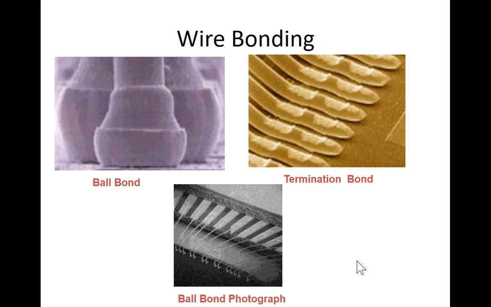Here's the termination bonds on the other side. You see the wires coming down here, and you see the imprint of the capillary here when it was mashed down. Here it shows a whole bunch of bonds that were put together. There's a ball bond here going over the package. Here we have two wires going to one pin on the package. Why would we want to put multiple wires on maybe?